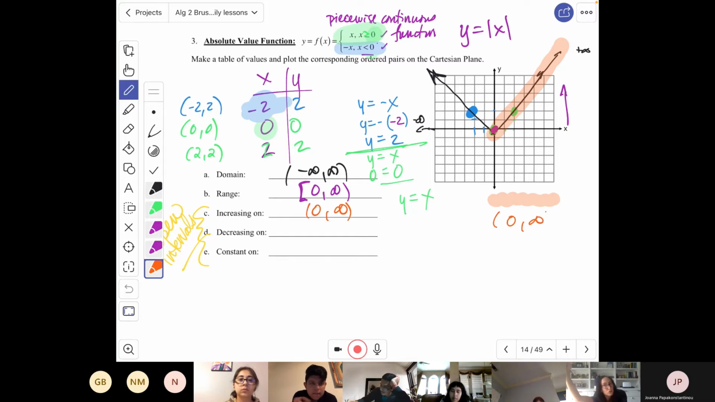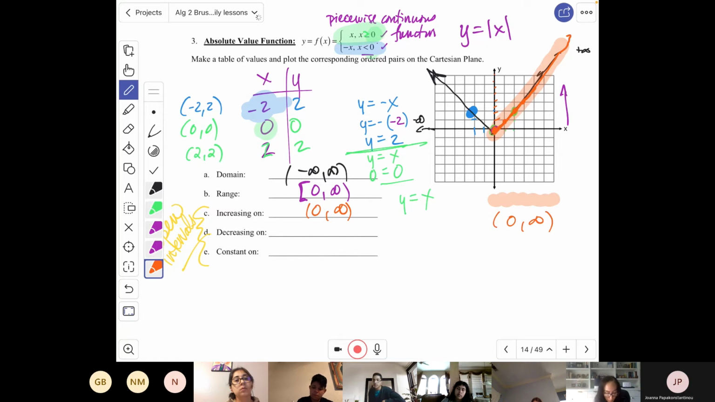Abiella? I like to look at the graph and highlight. No, Abiella says no. So I'm looking for when my y values are getting bigger and bigger. Here my y value is 0. Here my y value is 1. Here my y value is 2. Do you see how my y values are increasing? As I go to the right, as my x increases, my y increases, right?